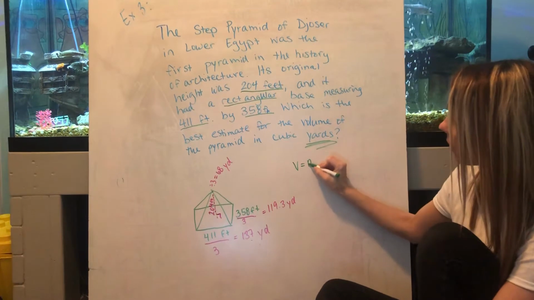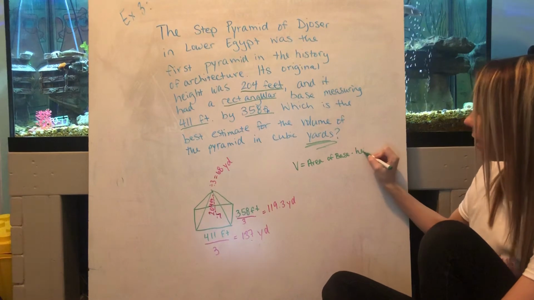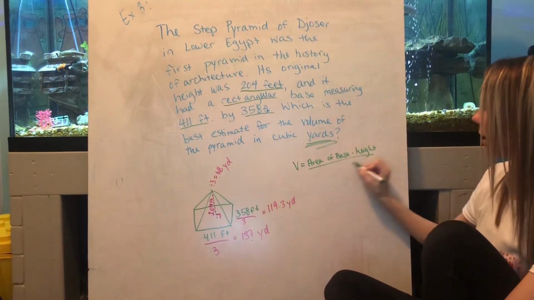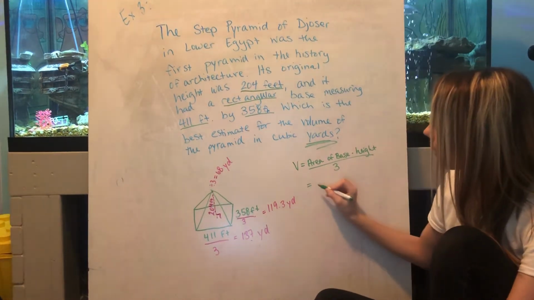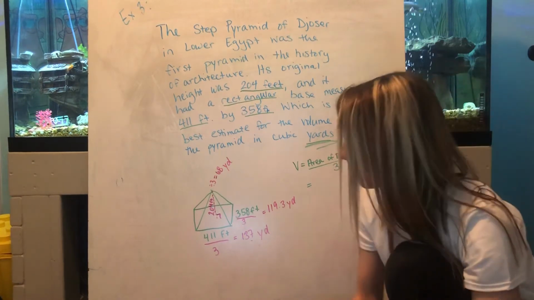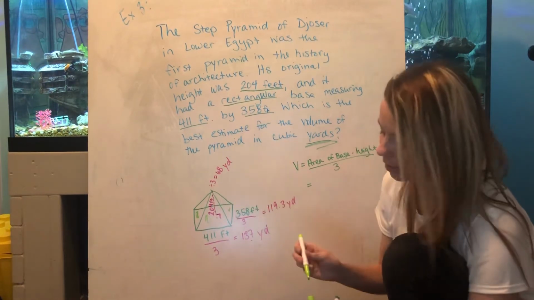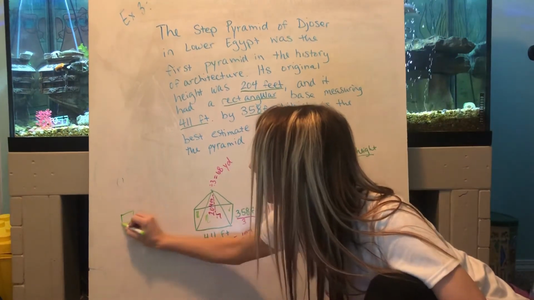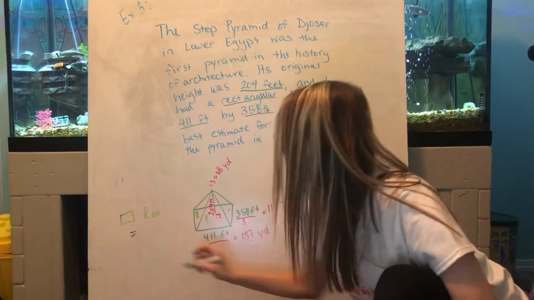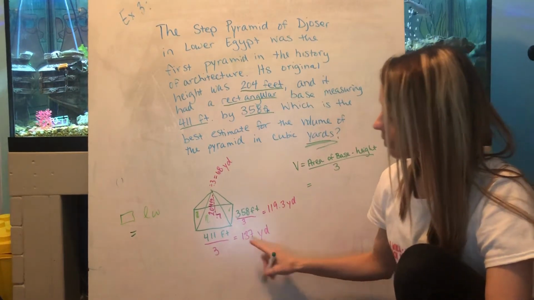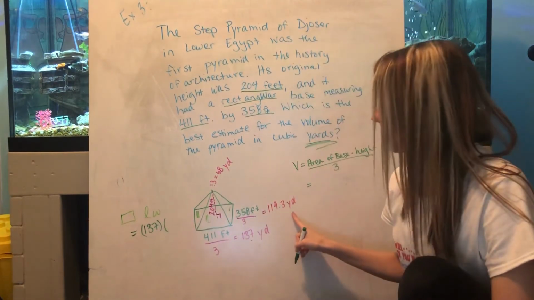Volume is area of the base times height divided by 3 because it's a third of a prism. We're calculating the volume of a pyramid. So our area of the base, I'm going to go over here again. Our base is a rectangle, which they tell us in their reading. So a rectangle is length times width, and our length and width, we're going to use our yards, is 137 times 119.3.